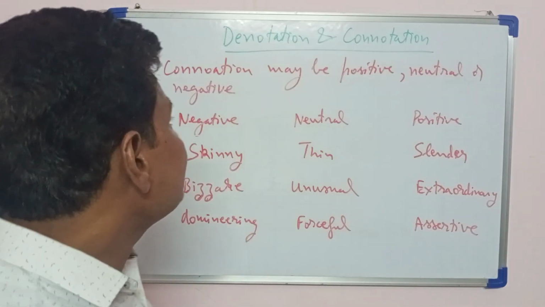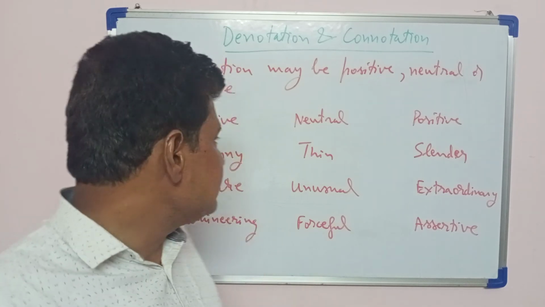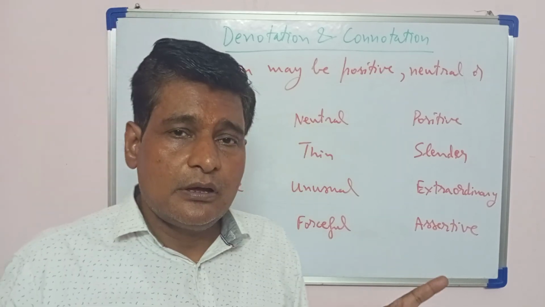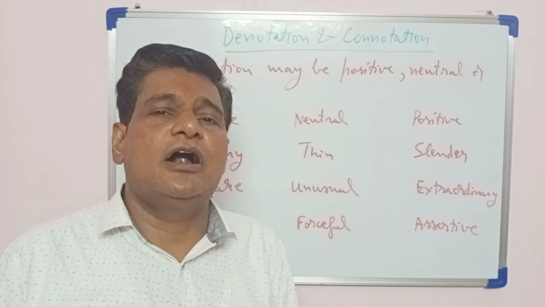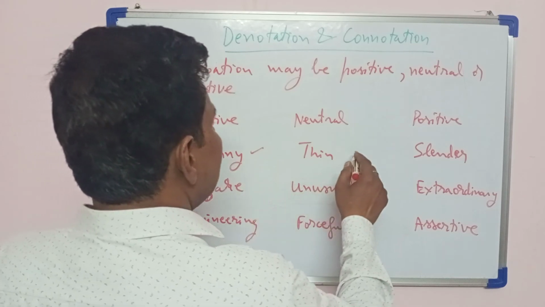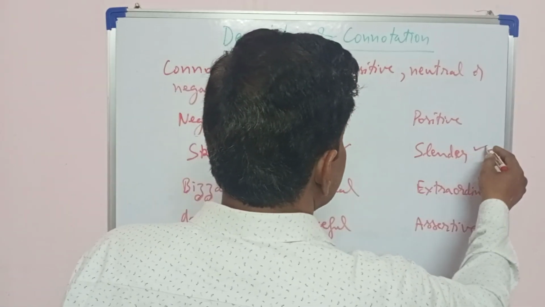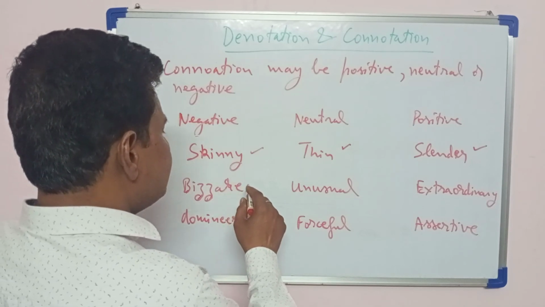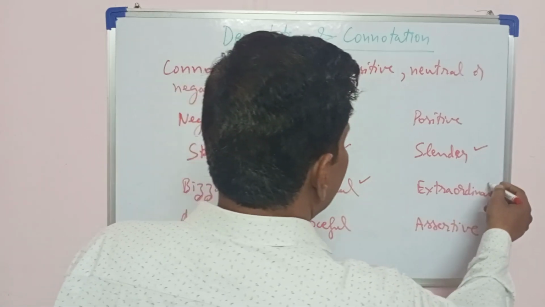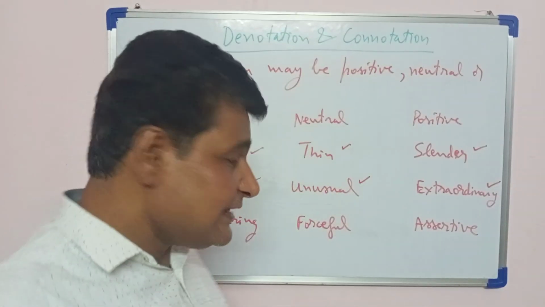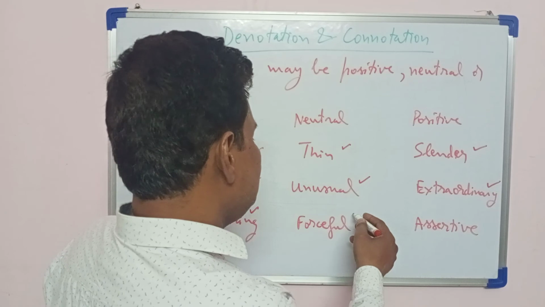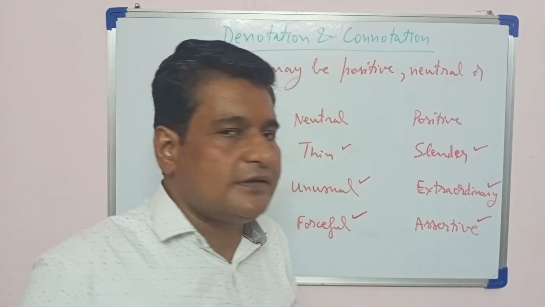So here you can see that a word in connotation may give positive meaning, it may give negative meaning, and it may not give positive or negative, it may be neutral also. So you can see skinny, its neutral meaning is thin and positive meaning is slender. Bizarre, its negative word and its neutral word is unusual and positive word extraordinary. In the same way, domineering. Domineering is a negative word and its neutral word is forceful and positive word is assertive.